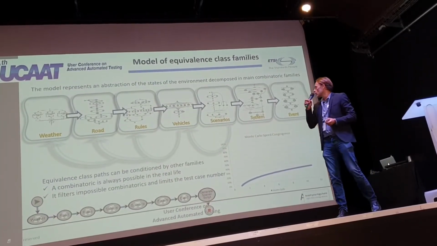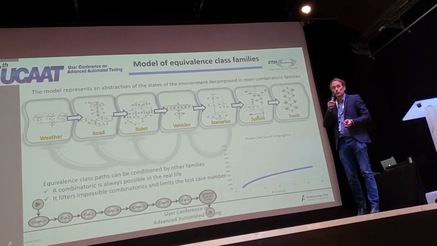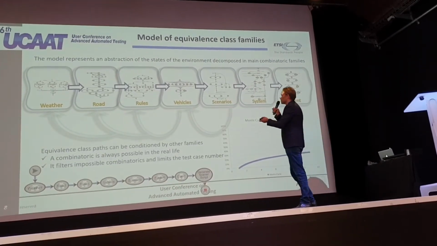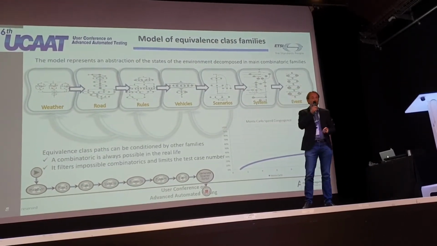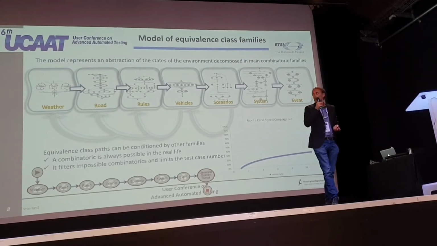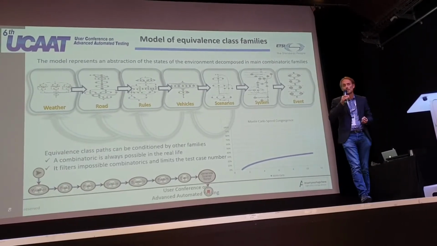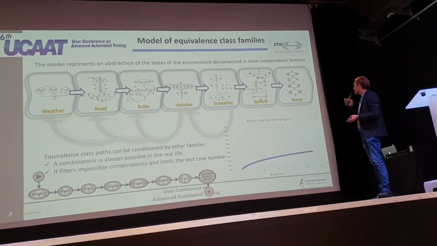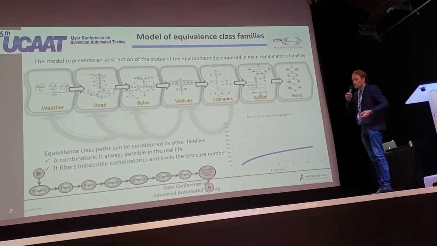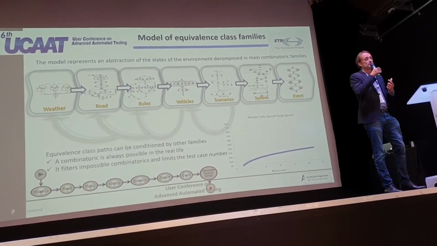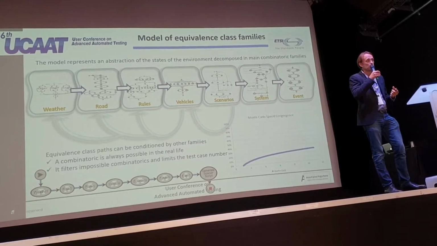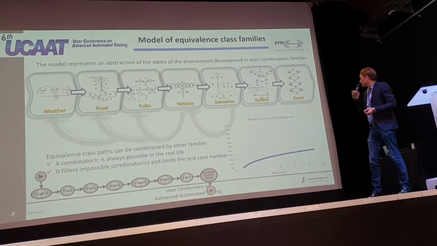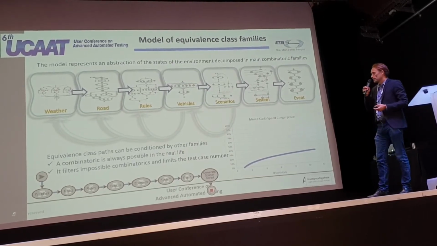One word about the model. In order to do that, you need to build your own model. We have some kinds of families. For example, the weather: we are going to create a weather design. Road will be all the possibilities of the kind of road, the rules, the vehicles, the scenarios, the cut-in, cut-out, the system you can have in a car, if you brake, if you do not have any oil in your car, and all the events you can have.